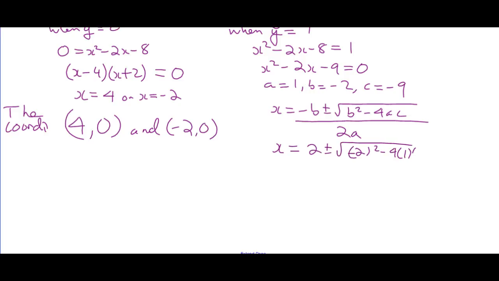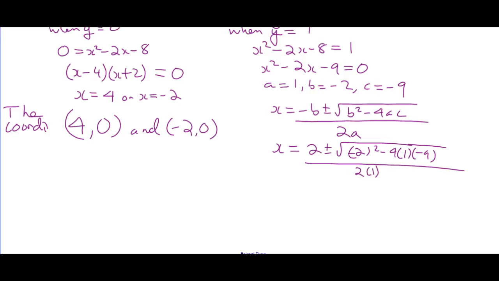Minus 4 times 1 times negative 9. And how else do you know? Another way that you know that this has two solutions is it opens up and its y-intercept is negative 9, so it has to dip down below, right? So there are two answers here.